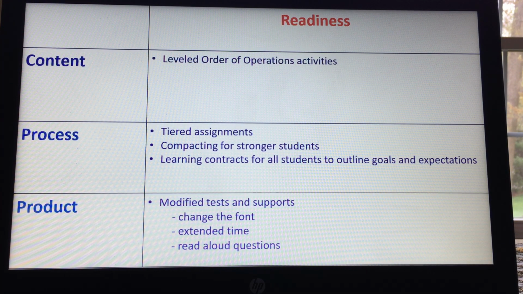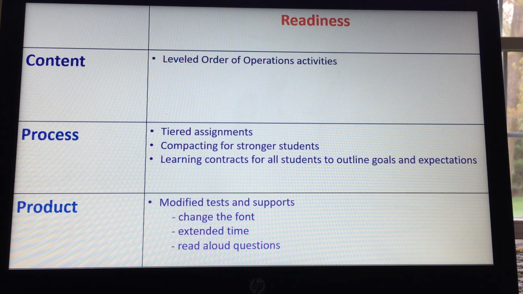It's compacted for the stronger students, so the multi-step problems are usually the first ones they will do, and I'll give them less, 1 or 2, so they can really demonstrate their understanding and then apply them to how we utilize it in solving linear equations.